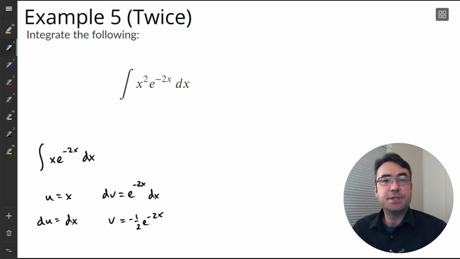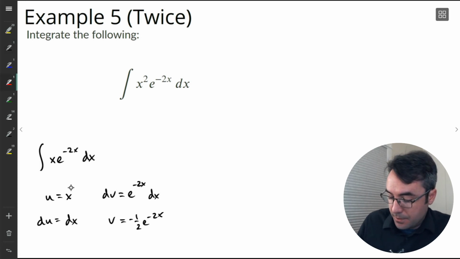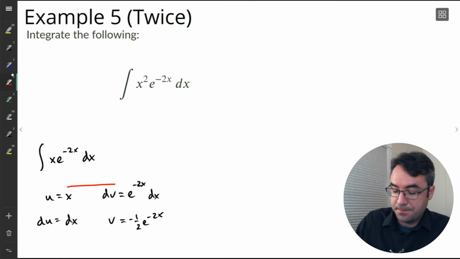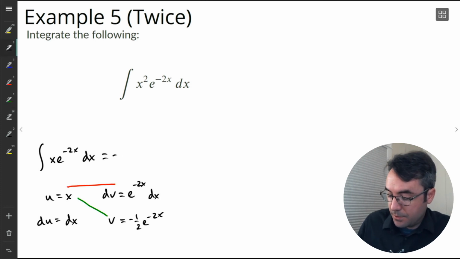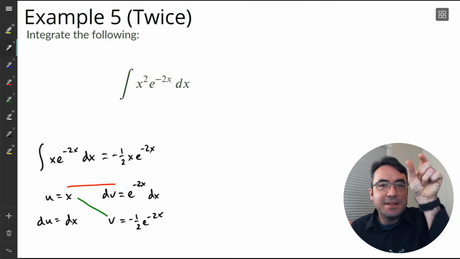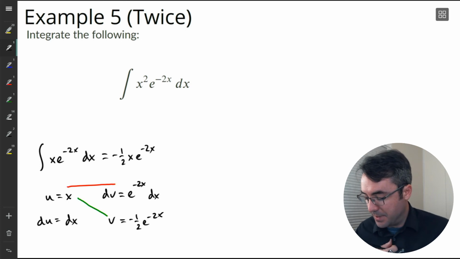And we're going to use the integration by parts formula again. Multiplying u times dv, that's the integral we're trying to do, and it's going to be equal to u times v. So let's write those in: negative 1/2 x e to the negative 2x. So that's u times v. And again, I like to put the constant multiple in front, then the x term, then the exponential term. Looks nice, in my opinion.